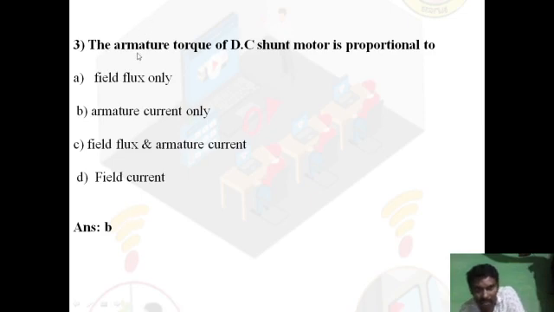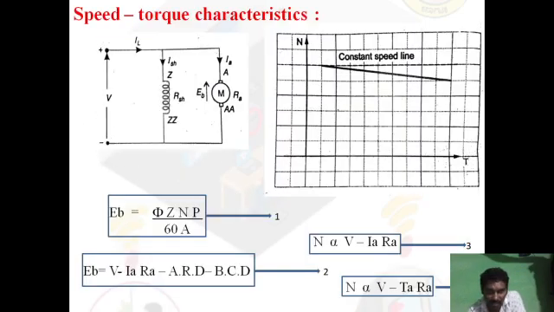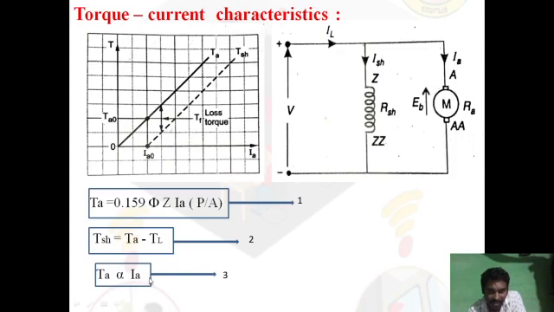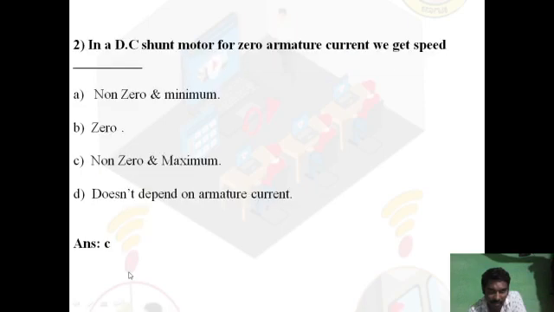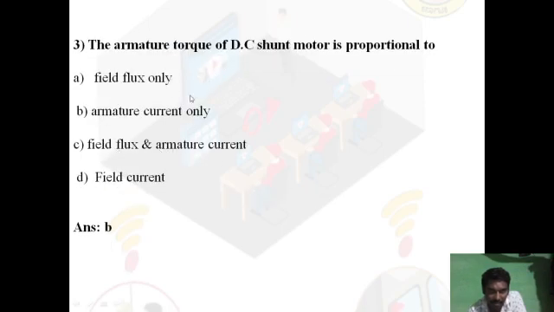The third question: the armature torque of a DC shunt motor is proportional to what? The armature torque TA is proportional to Ia, as we have seen from the first characteristics equation 3. The armature torque is directly proportional to armature current only, because the field flux is constant. The field current, that is ISH, is also constant. Therefore, the armature torque is directly proportional to armature current.